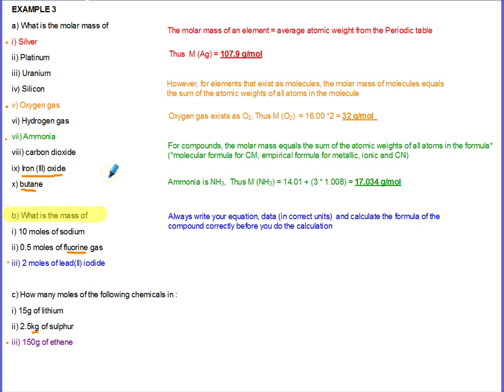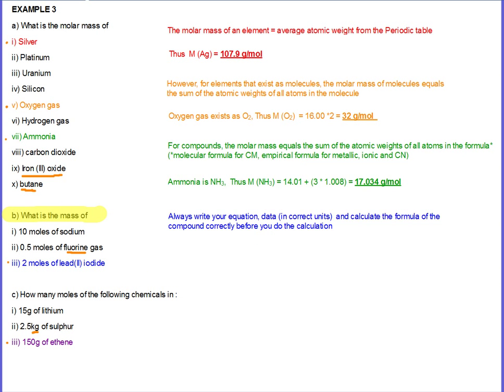And whenever you do calculations in chemistry, there's a few simple rules to follow. I always write down my equation. I write down my data from the question and make sure I've converted it to correct units. I calculate the formula of my compound. So this is a situation where we've got a compound. Get your formula of a compound right using the cross method first before you do the calculation.